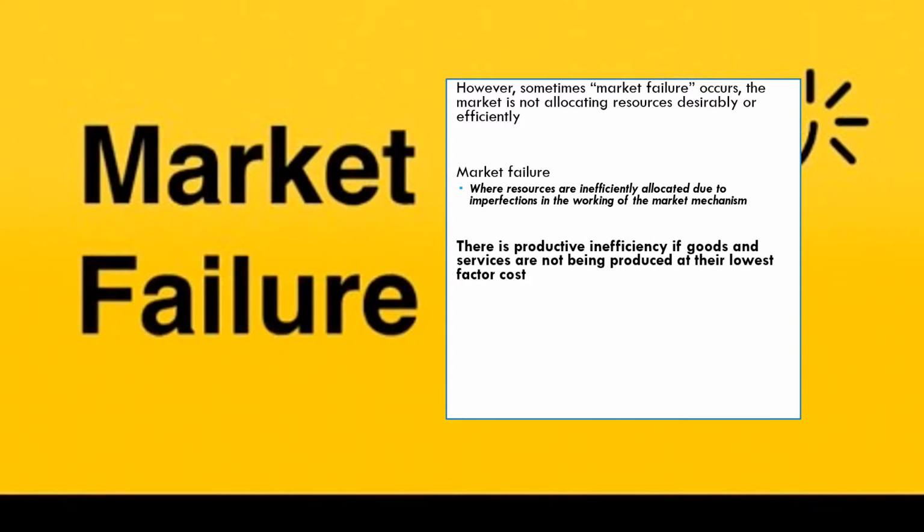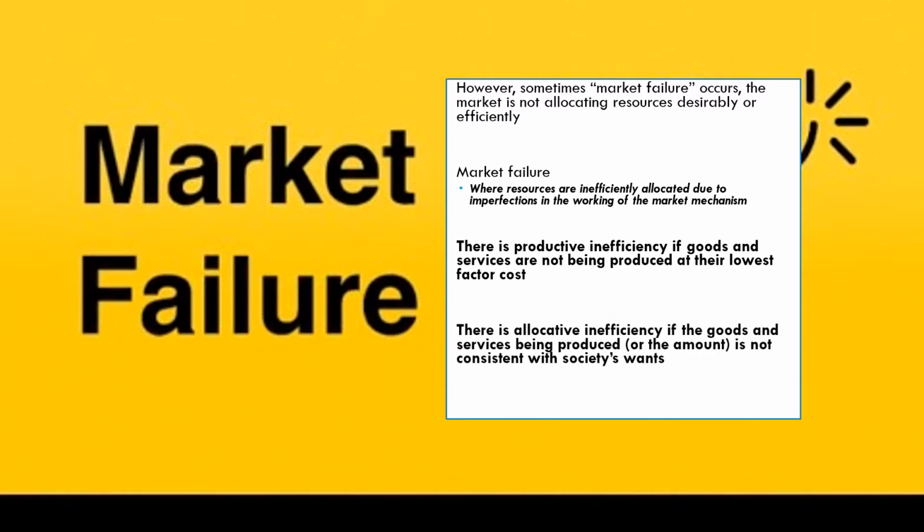We might have productive inefficiency, where goods are not being produced at their lowest cost, or there might be allocative inefficiency, where the goods being produced are not consistent with society's wants and needs. So this definition of market failure is an important one. Let's make sure we get it down in our notes.